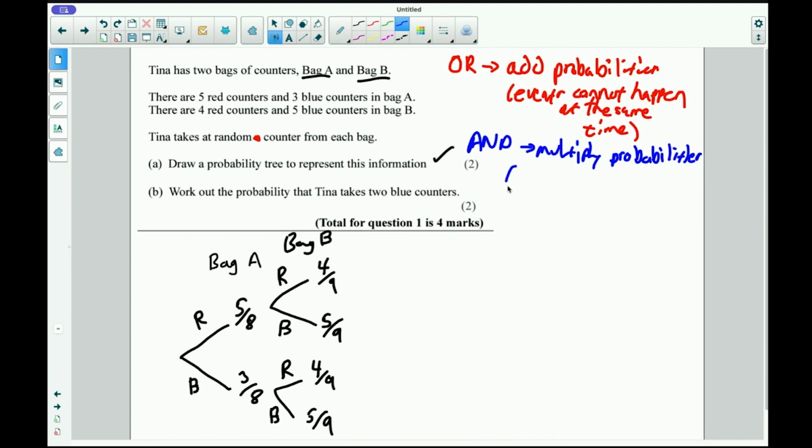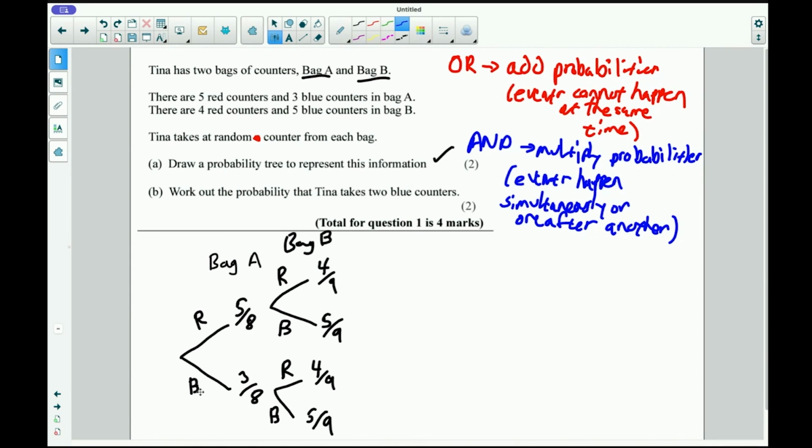Basically our events are happening consecutively or one after another, or rather, what's the word I'm looking for? Simultaneously, or one after another, or consecutively. I'm forgetting my words tonight. So if you see or, you're going to add them, and if you see and, then it's going to be multiplying. Now, with this type of problem here, it says that Tina takes 2 blue counters.